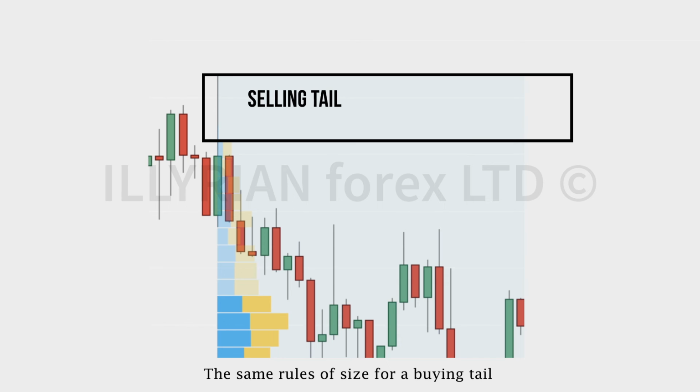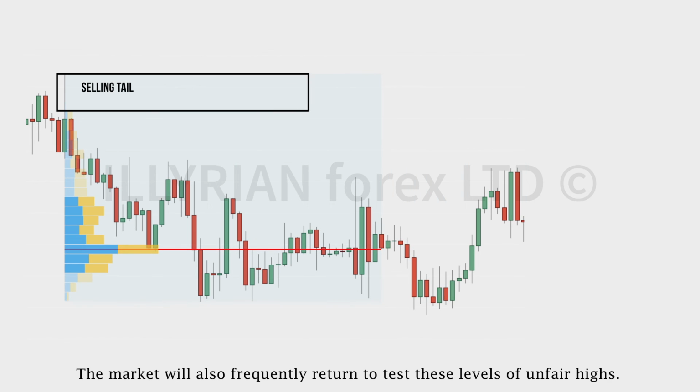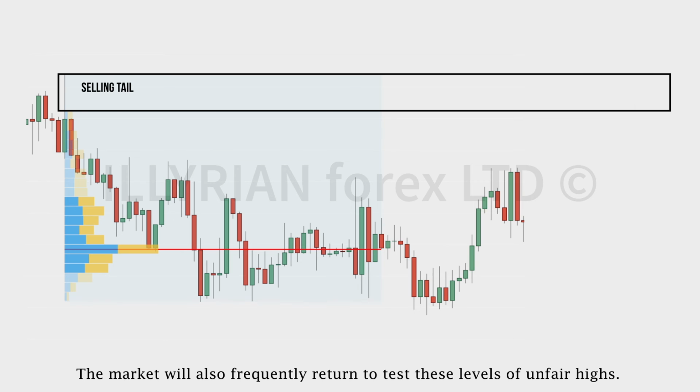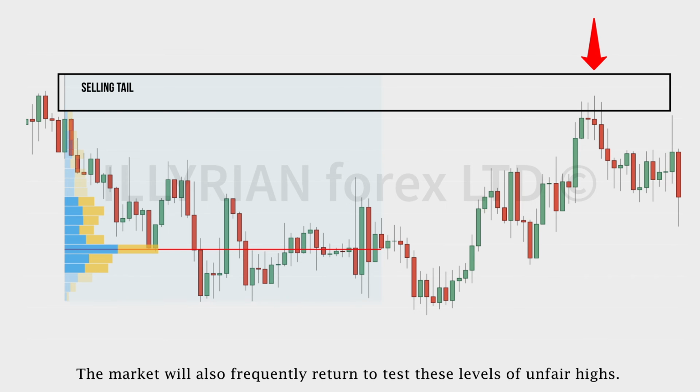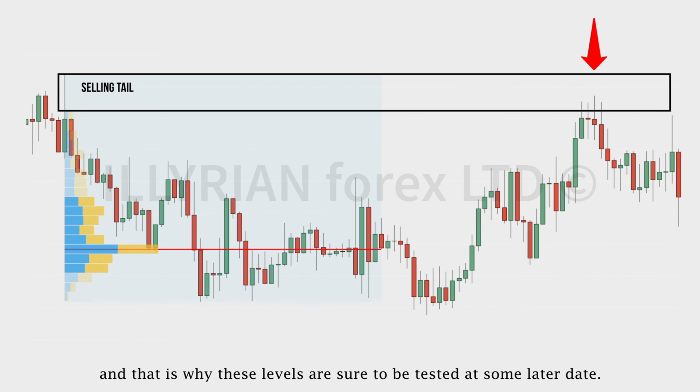The same rules of size for a buying tail apply in the case of a selling tail. The longer the tail, the more significance it carries. The market will also frequently return to test these levels of unfair highs. The future presence of sellers at these levels will depend on developments in the market conditions. The market is continually changing, and that is why these levels are sure to be tested at some later date.